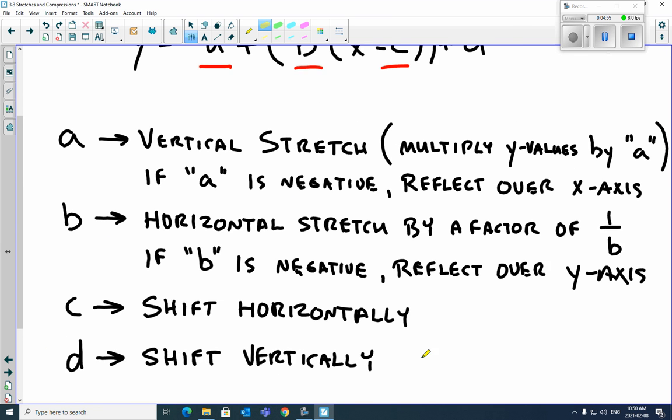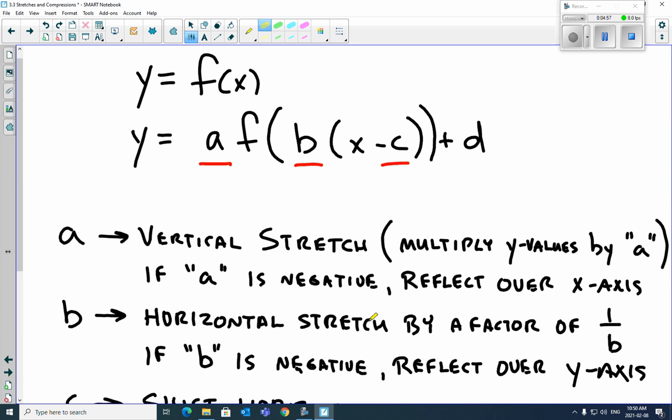So what does that mean? You do your A's and your B's before your C's and your D's. That make sense? Okay. So again, we'll cover more of this in 3.4.